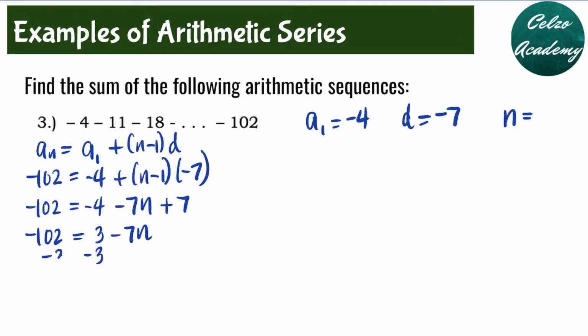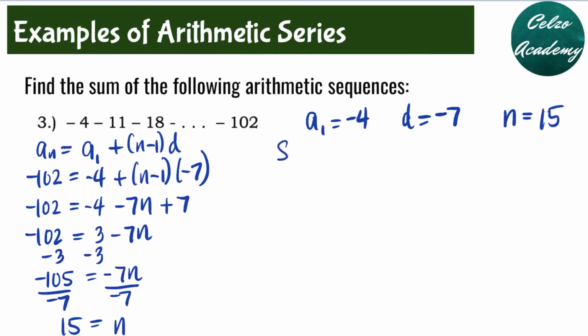Now we need to subtract 3 from both sides. This becomes negative 105 is equal to negative 7n. Now divide both sides by negative 7. The n value here is 15. Now that we have a sub 1, d, and n is 15, we can solve for the sum of the n terms using s sub n is equal to n over 2 times a sub 1 plus a sub n.